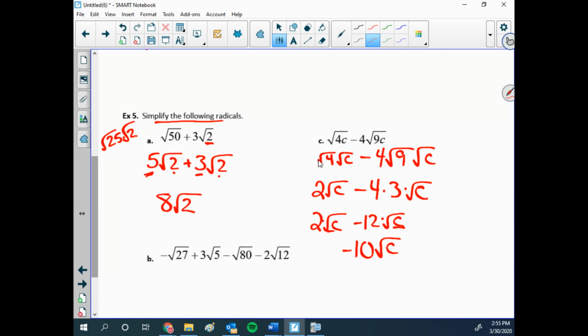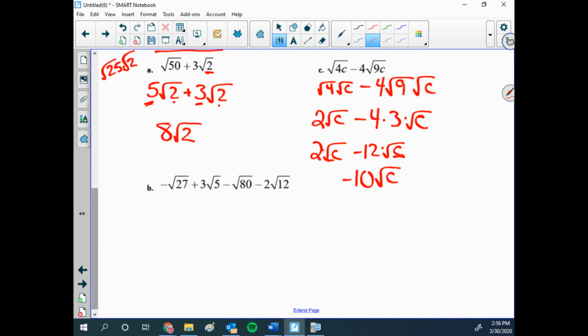I could check that one by graphing if I really wanted to. They should give me the same graph. Or I could just substitute an arbitrary value in for C. Do not use 0 if you're substituting in. Do not use 1. I'd probably use maybe like a 5 or a 10. Should work.